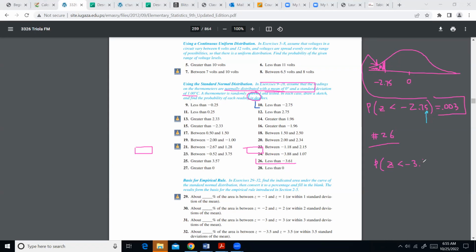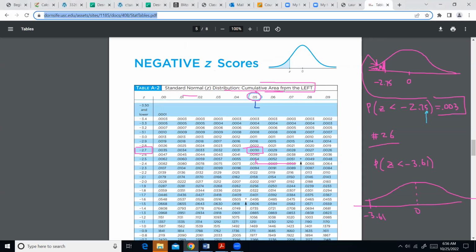So first of all, I write it down. Then I need to find that number negative 3.61 in my tables. So it'd be somewhere to the left from 0, right? So negative 3.61. And when I open the tables, I notice that there is no negative 3.61 in it.